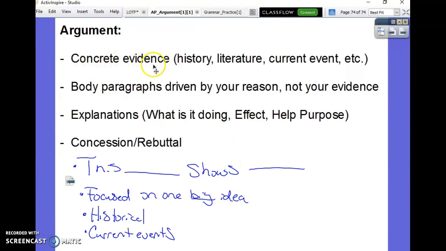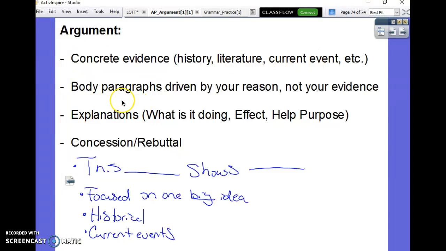Make sure that you are using concrete evidence. We had a lot of people who talked about their feelings, or what they thought, but they never gave any good evidence to back that up. So remember your history, your literature, your current events, etc.